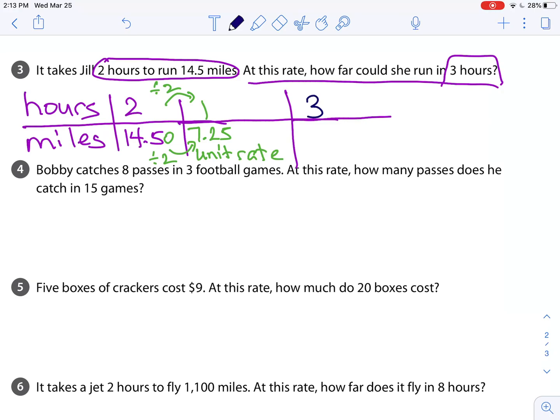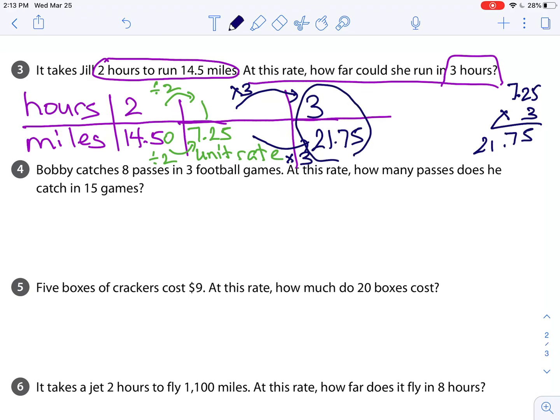And now we have the unit rate, and now we can go to our target. Our target is 3 hours. So 3 goes on the top because it's the hours. And now we go 1 to 3. We multiply by 3. And so then down here, we scale up by 3 as well. So we take our 7 and 25 hundredths, we multiply it by 3, and we get to our target.